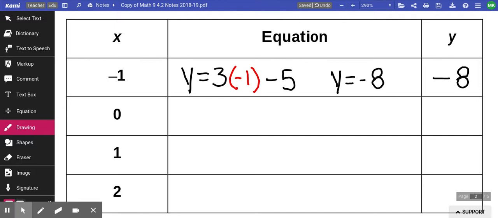Now try the next 3 on your own. Make sure to substitute properly using brackets, and then to do the calculation. If you need to use a calculator, that's fine.